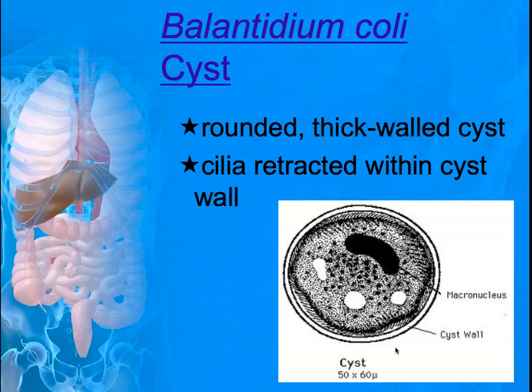Then the cyst would again be the infective stage, and it's the environmentally resistant stage. So remember, cysts can survive for weeks in the environment, and it does that by having this protective shell or protective cell wall. And you can see where the cilia are retracted inside the cell wall. And this concludes the end of this lecture.